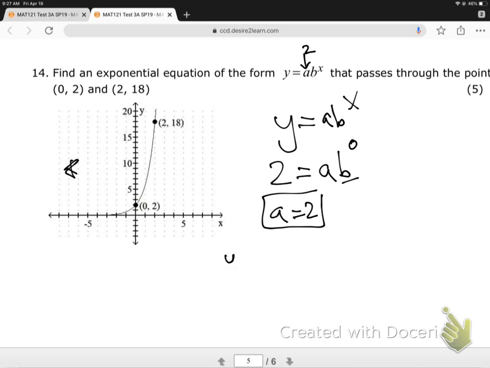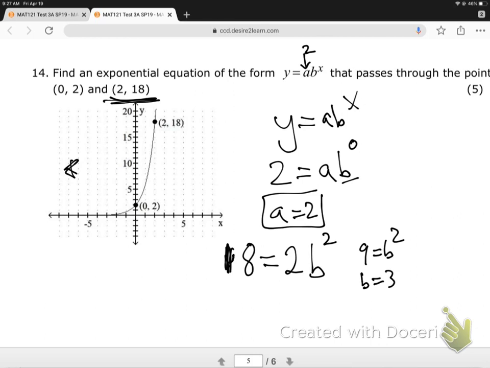Okay, so again, we're going to plug it back into the equation, but this time we're going to use 18 as y. We know that A is 2. We don't know B, but we know that x is 2. Again, I'm using this point here. So divide both sides by 2. You get 9 equals b squared. Square root, b equals 3.